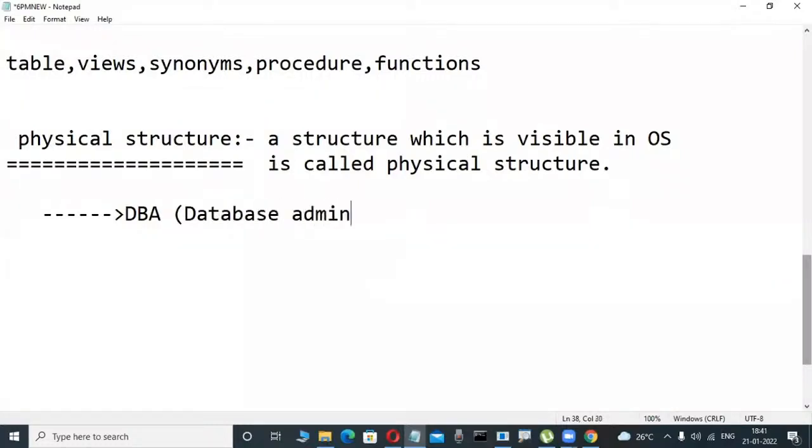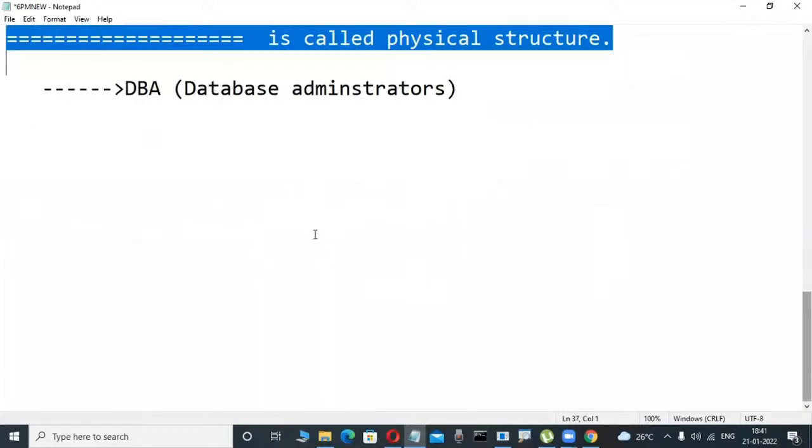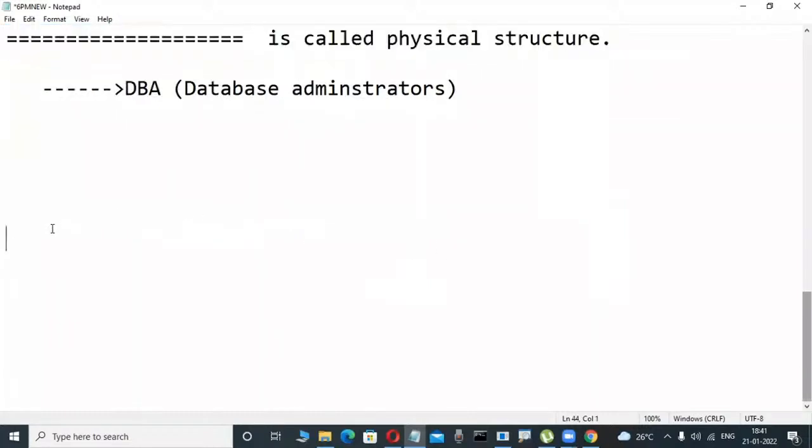Some other type of persons are there in a database. Those are database administrators, DBA persons, who only work on the physical structure. Suppose I am an Oracle DBA programmer, for example. I am learning Oracle DBA, for example. The DBA course is there, don't worry.